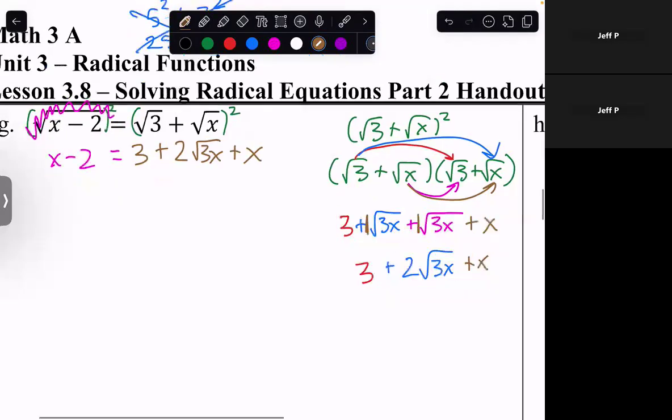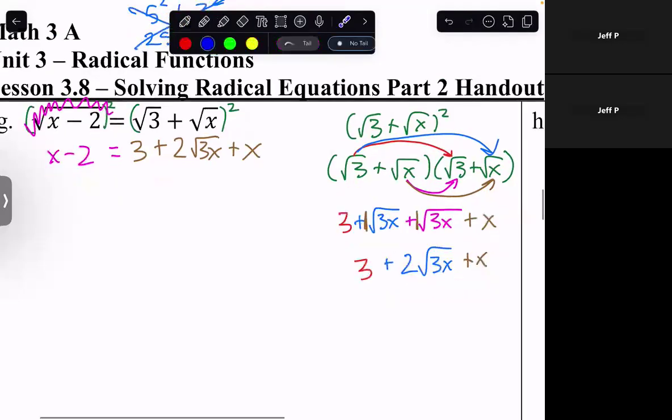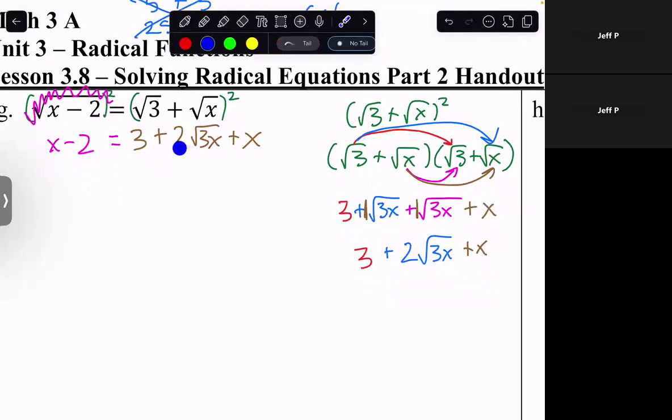So if you try to square the two pieces separately, you miss the middle term. Very common mistake, so please be aware of that.